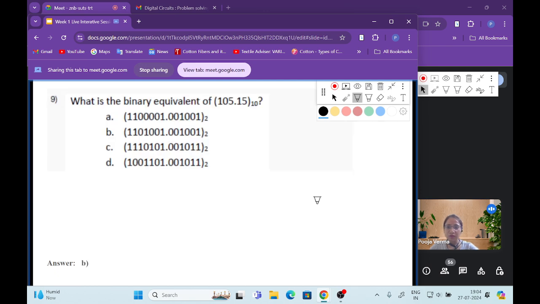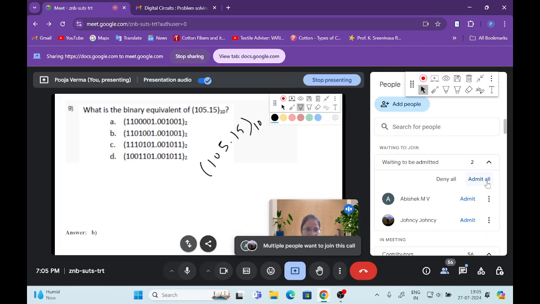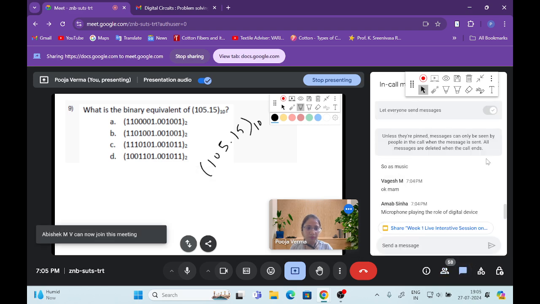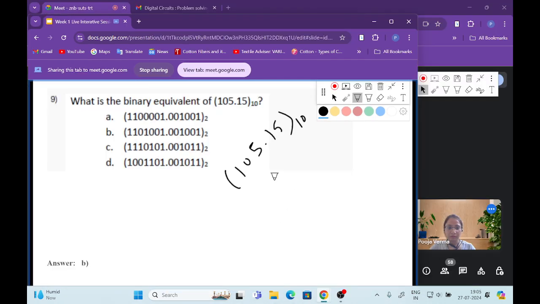Okay, so next question, what is the binary equivalent of this number? So what is the binary equivalent of the decimal number 105.15? How will you convert this one? Yeah, correct. So how will you convert this one? 105.15 in a binary equivalent.